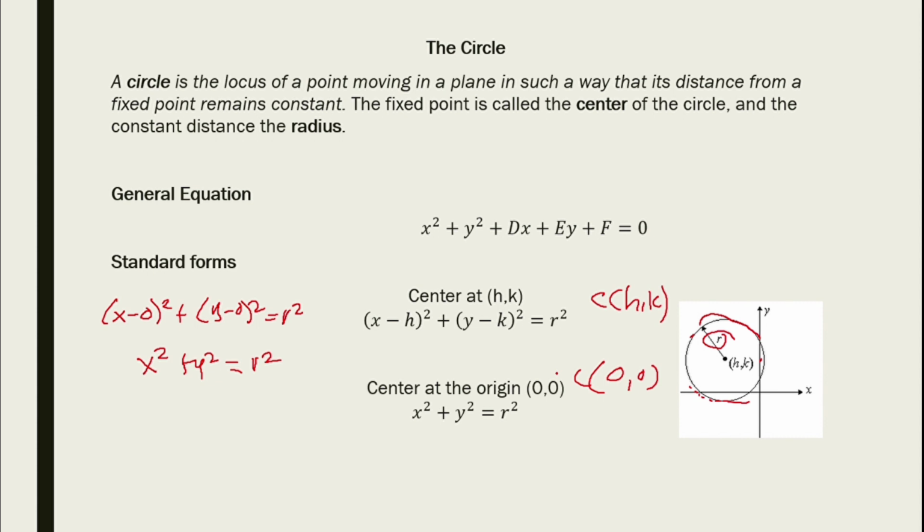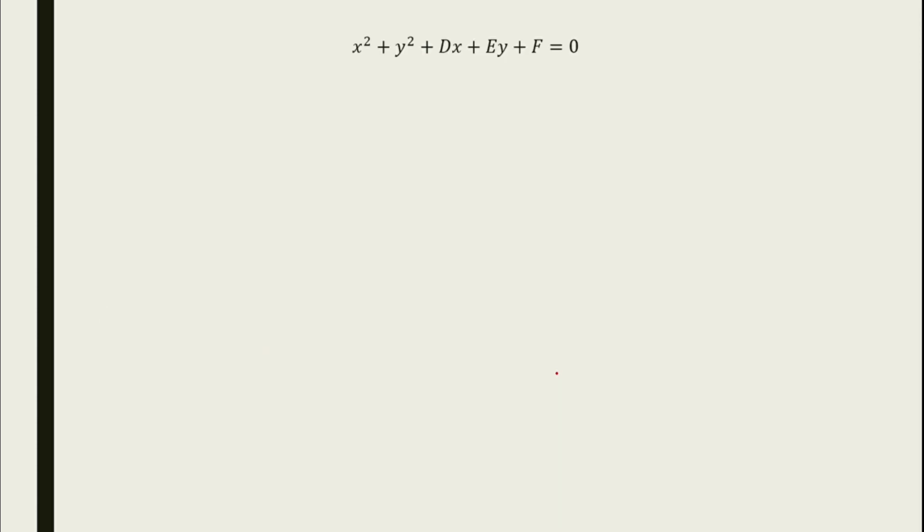We have here the general form, x squared plus y squared plus dx plus ey plus f is equal to 0. How do we find the center of the circle and the radius with the given general equation? There are two ways: by the use of the shortcut formula, and by completing the square. In completing the square, we can derive the shortcut formula in finding the center and the radius of the circle.